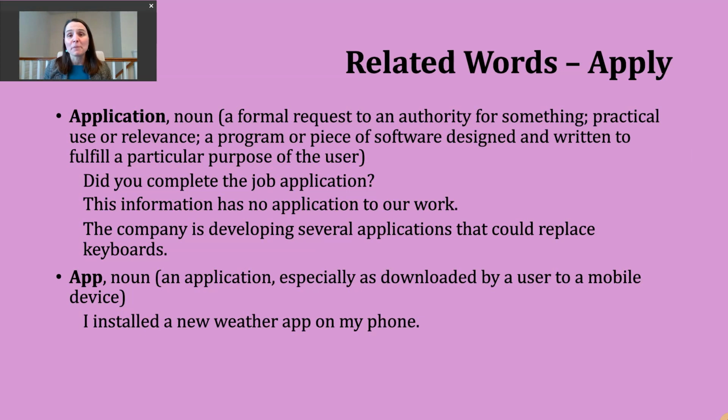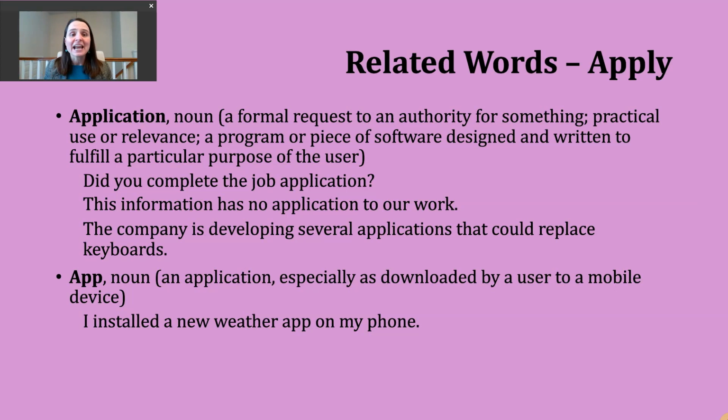Now, let's spend just a moment looking at a couple related words to our verb apply. And the first word we're going to use is the noun application. I've used this word already, I think, a couple times as we've talked through some of the ways to use this verb. The first way the noun application gets used is to mean a formal request to some authority for something. So with this first definition, I think of job applications, college applications, scholarship applications, grant applications, right? A number of options here, but they're all essentially formal requests.